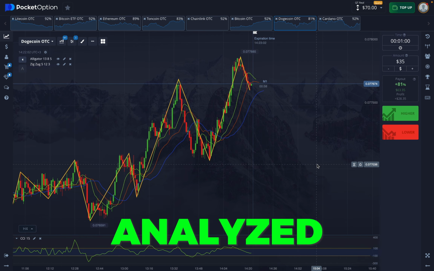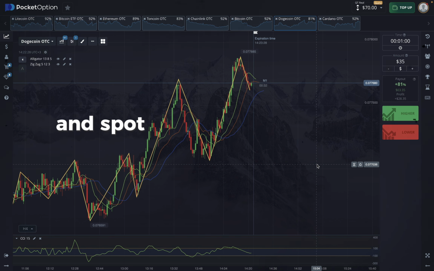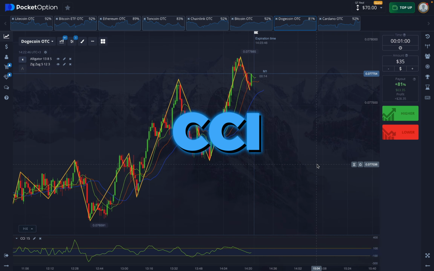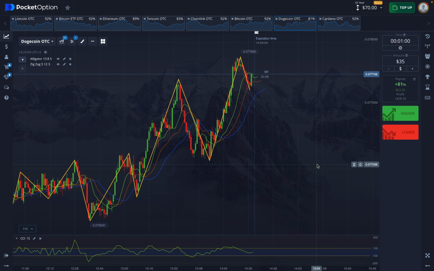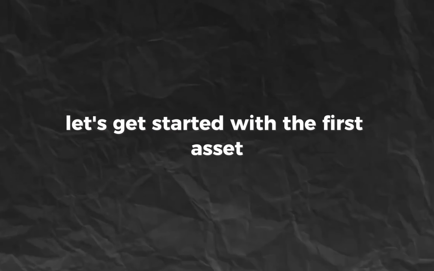I've analyzed the charts and we'll focus on a powerful combo of alligator and zigzag indicators. The strategy? Ride the trend and spot pullbacks for the best entry points. Also use the CCI oscillator to identify overbought and oversold zones, helping us catch some great trades even against the trend. Today, I'll show you how it works in action. Let's get started with the first asset.